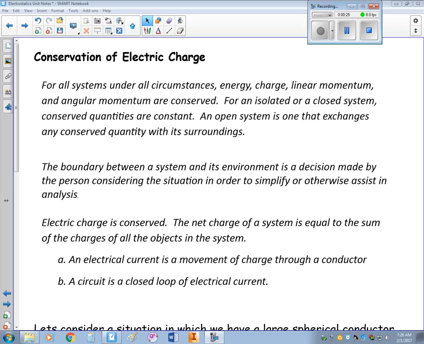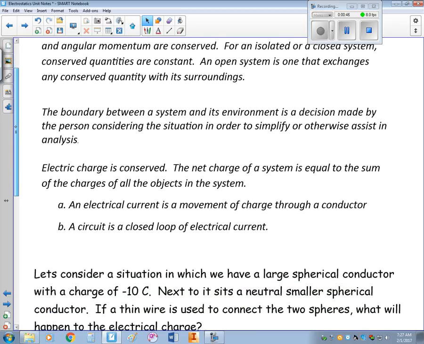So again, we've talked about momentum and energy. Now we get to talk about charge. So for an isolated or a closed system, conserved quantities are constant. An open system is one that exchanges any conserved quantity with its surroundings. So again, conservation laws only work inside closed systems. The boundary between a system and its environment is a decision made by the person considering the situation in order to simplify or assist in the analysis.